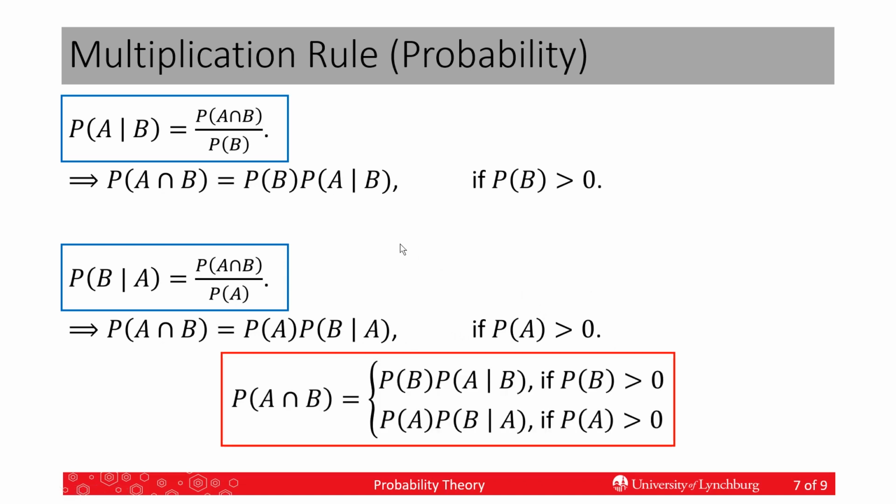And so on your formula sheet, this is what you want to write. The probability of A and B is either the probability of B times the probability of A given B, if probability of B is greater than 0, or it's the probability of A times the probability of B given A when the probability of A is greater than 0.